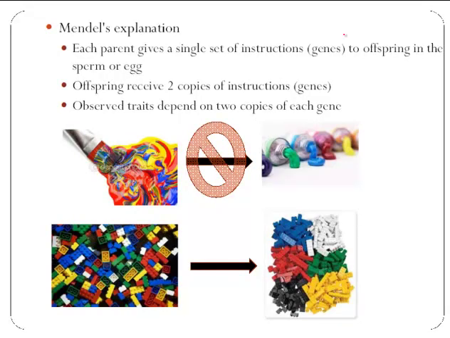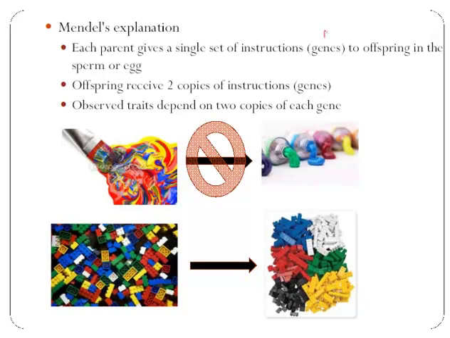Mendel's explanation for the patterns that he saw was that each parent carries a single set of instructions. He didn't use the term genes, but we know that that's what they are now, and that's a term that we'll use. So each parent has a single set of genes, and they pass that to the offspring in either the egg or the sperm, so that the offspring receives two copies or instructions of the genes.